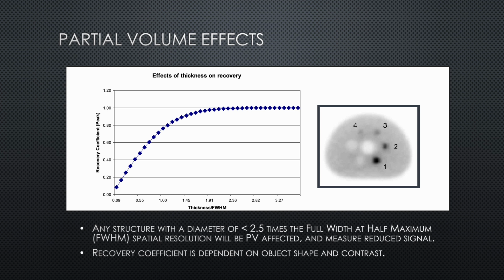I think I mentioned this in the introductory talk. These are the effects we get of partial volume. Any structure with a diameter of less than 2.5 times the spatial resolution will be affected by partial volume and will give us a reduced signal. And the recovery coefficient depends on the object shape and contrast. So we have this phantom here, and we can show that our recovery reduces. The measurement of uptake we get from the scanner is going to be reduced as the size of our features reduces.